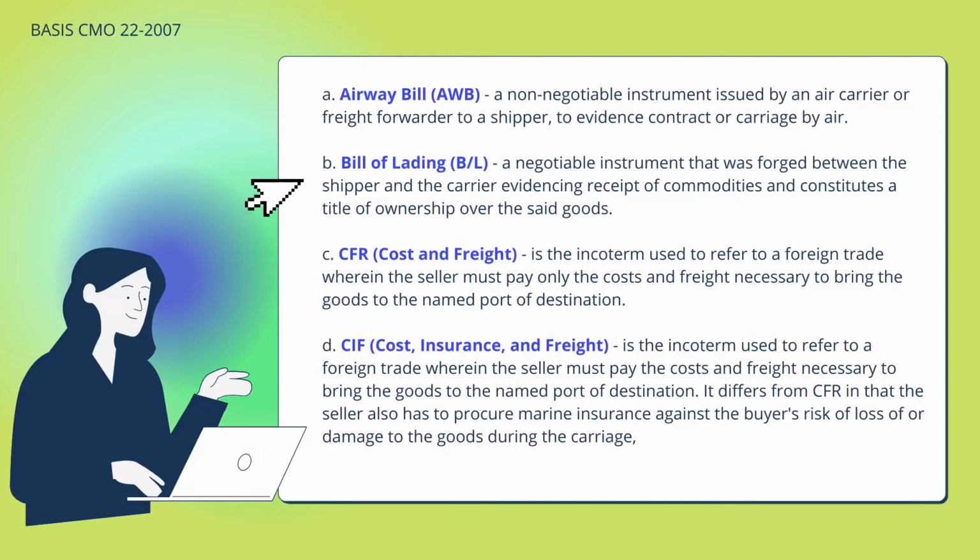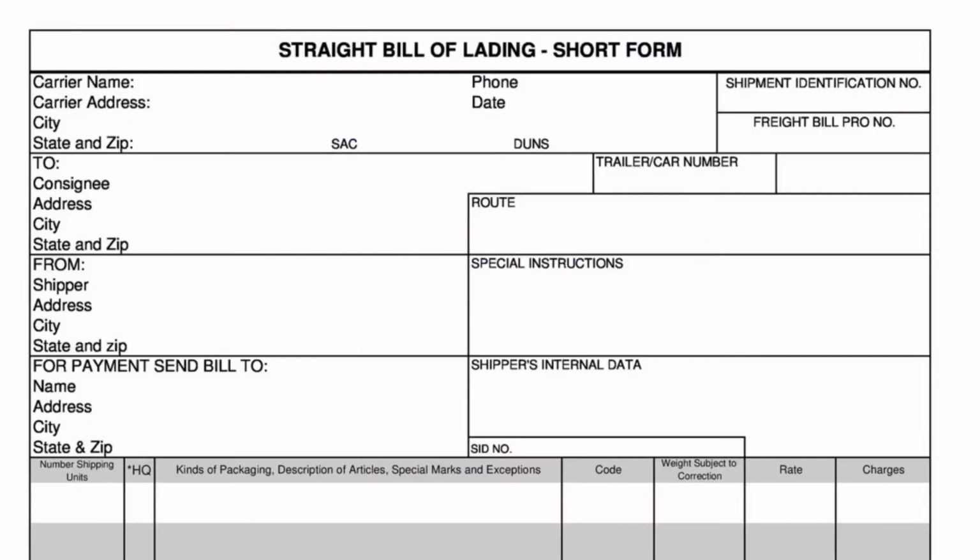It is a negotiable instrument that was forged between the shipper and the carrier, evidencing receipt of commodities and constitutes a title of ownership over the said goods. So, ang kaning bill of lading, it is a contract between you, the owner of the goods, and the carrier stating what goods you're shipping, where the shipment is coming from, and where it is headed.